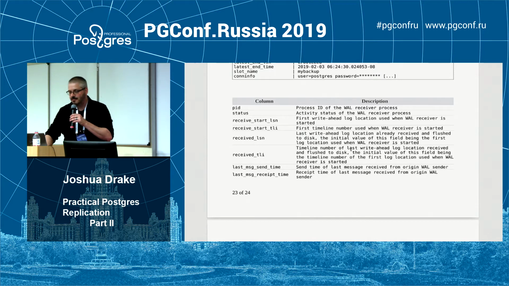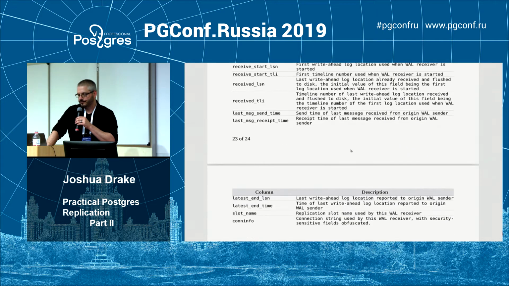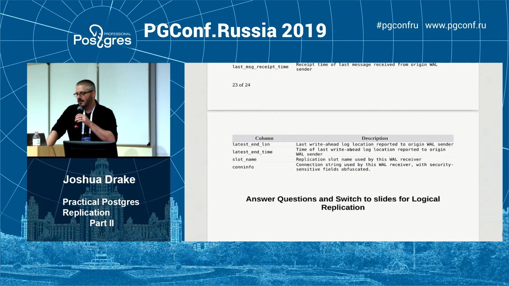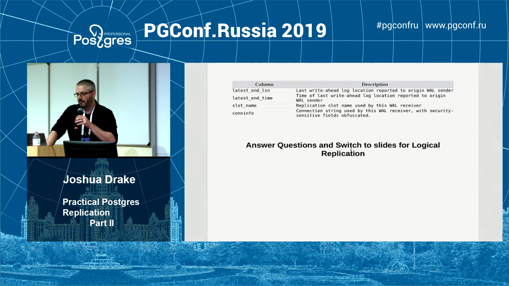started. Last message send time of the last message received from origin WAL sender. And last message receipt time of the last message received from the origin WAL sender. And almost done. Latest end LSN, last write-ahead log location reported to the origin WAL sender. Latest end time of the last write-ahead log location reported to origin WAL sender. Your slot name, and then your connection info.